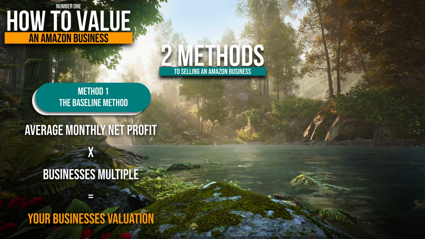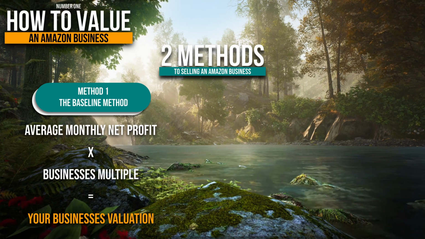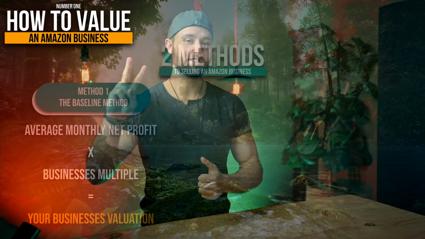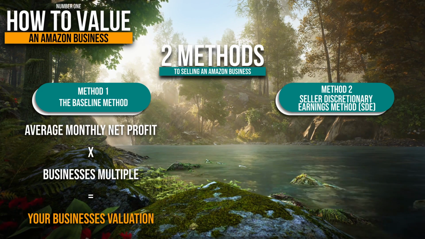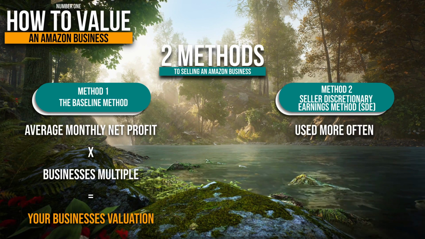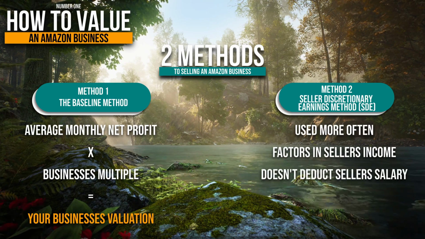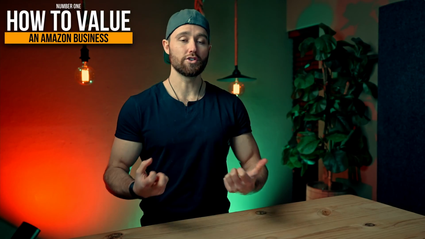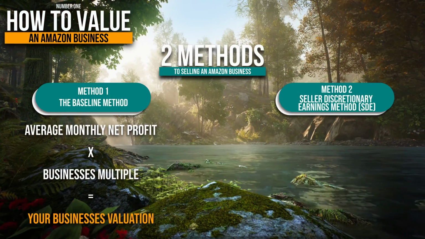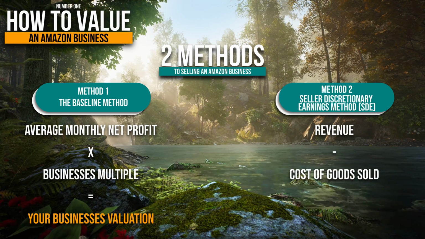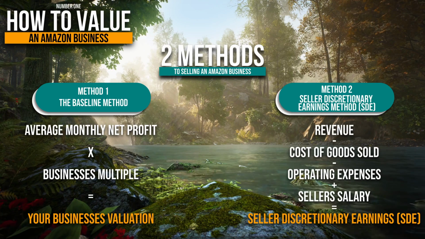So that's quite a simple one. Just your net monthly profit times your multiple. Let's say it's 30x, and that gives you your business's valuation, what you could potentially sell it for. The second method here is the seller discretionary earnings method, or the SDE method. Now, this is actually more often used than the baseline method, and that's because it also factors in the seller's income. So it doesn't deduct the seller's salary before working out that net profit per month, but you can work it out like this. So for a month, and remember, you're looking for your monthly average over the past 12 months, you're going to take your revenue minus your cost of goods sold, minus your operating expenses, plus the seller's salary, and that will give you your seller discretionary earnings.